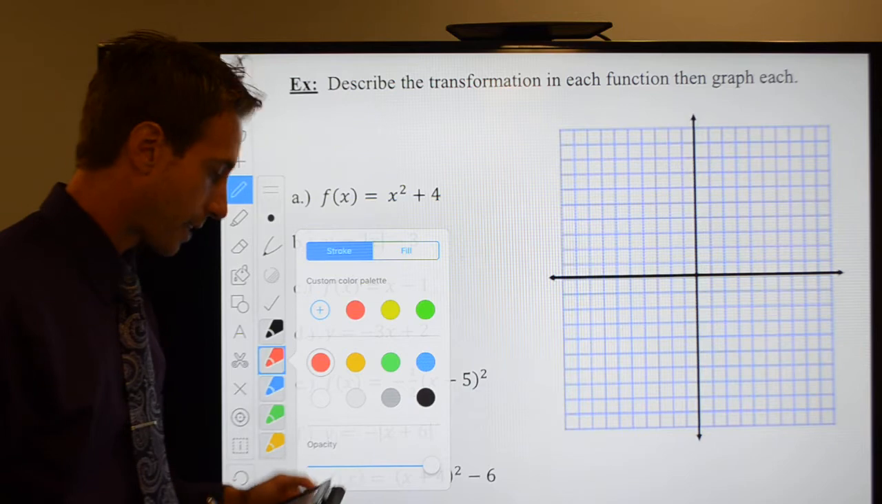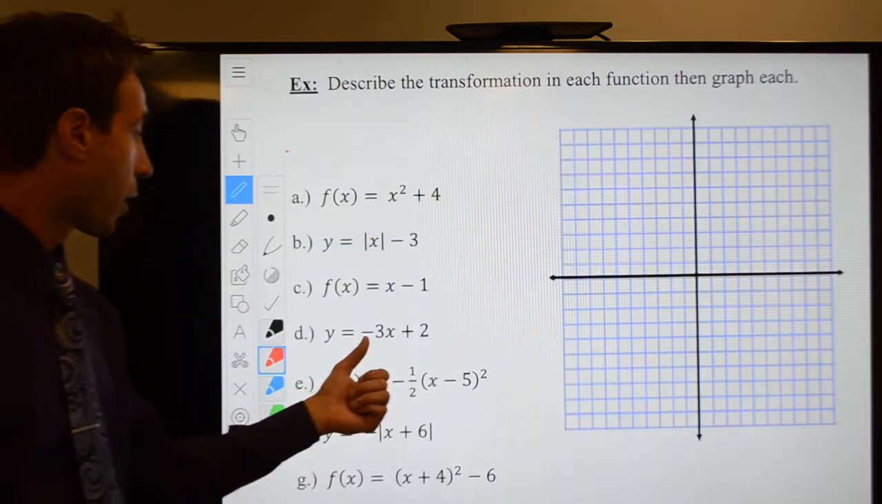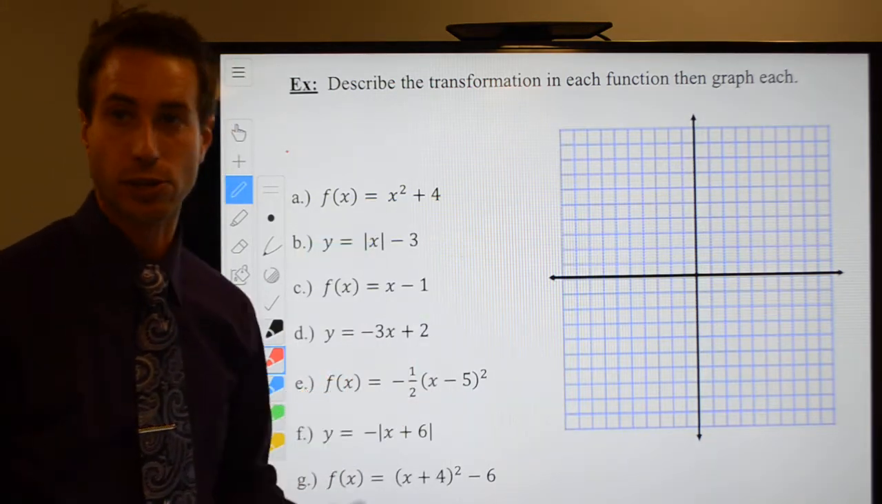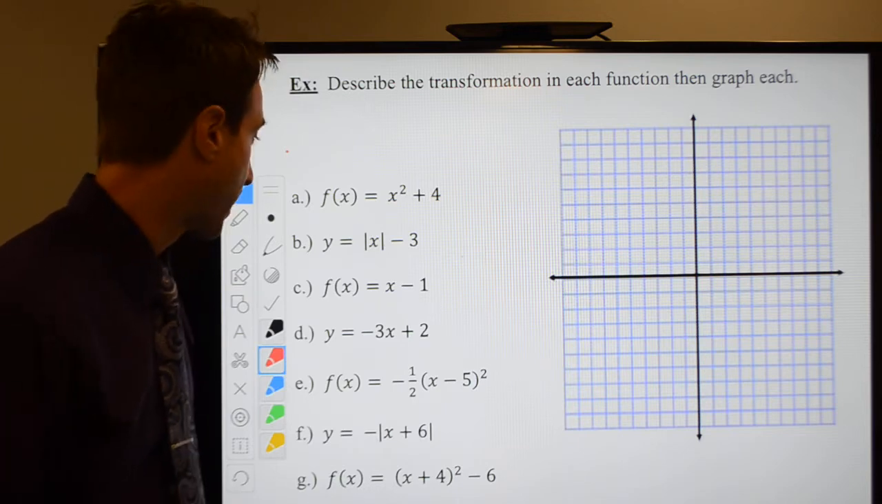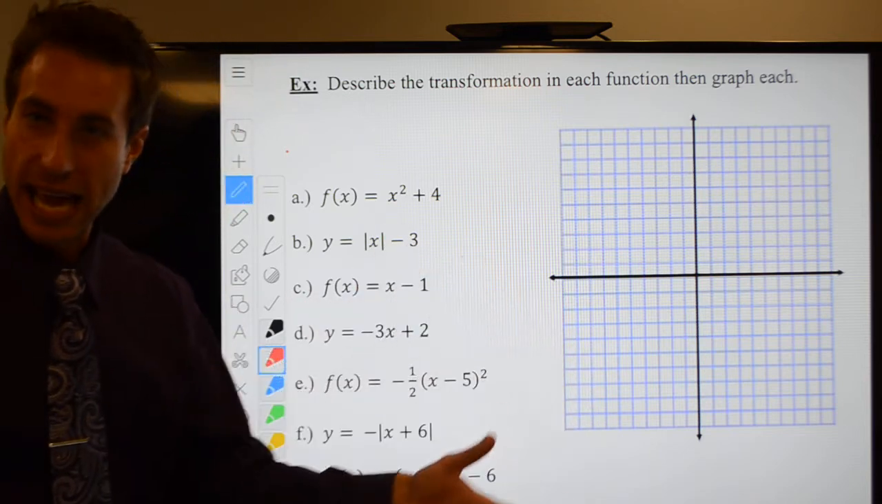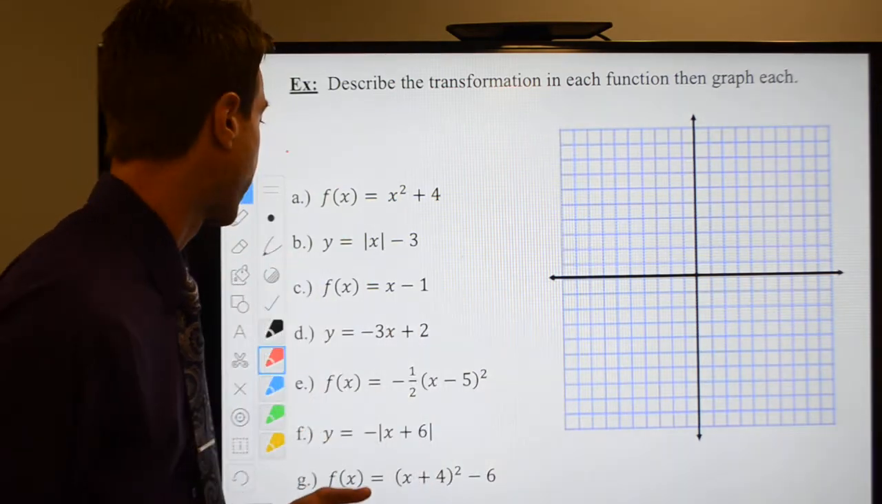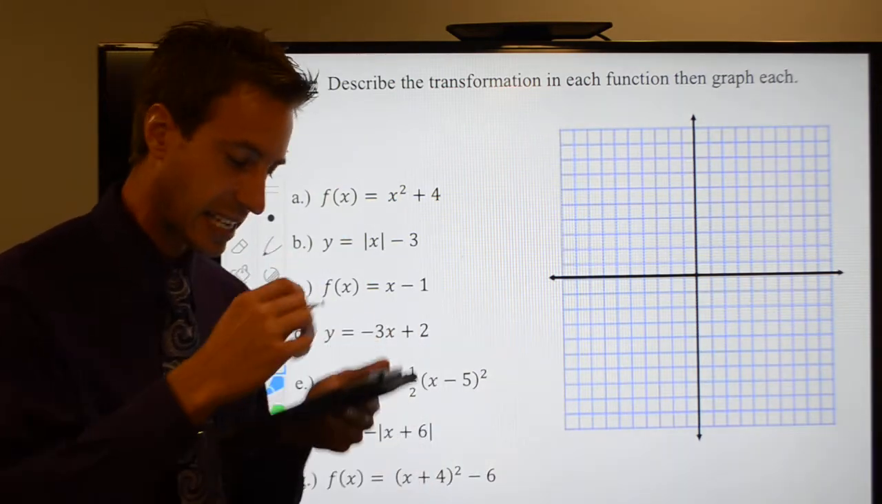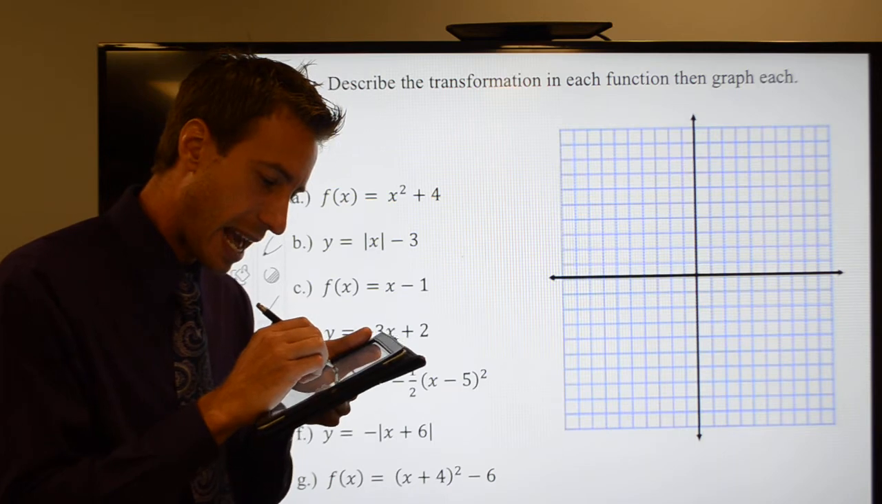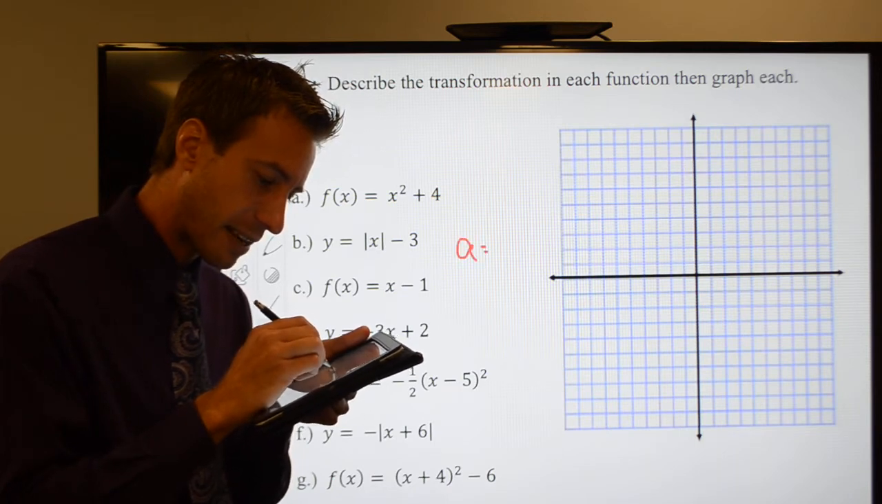Let's see, what have I got next? My next one, here we go. I have a negative 3x plus 2. Awesome. Now I've got multiple things going on here. What's A, H, and K? Well, if I have an A, there'll be something multiplied in front of the x. Fantastic. That's exactly what I've got. So I have an A that is a negative 3.